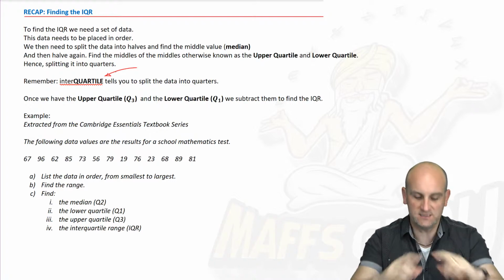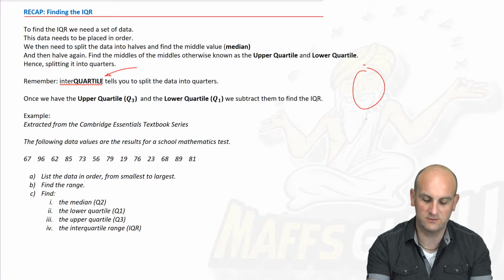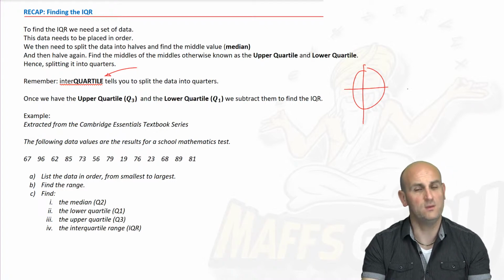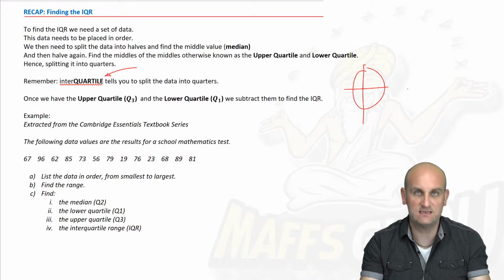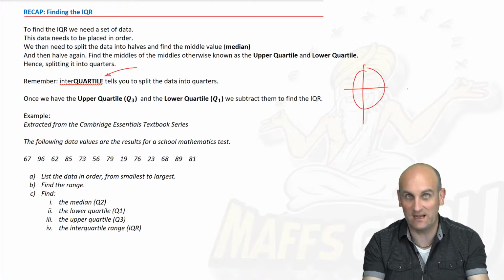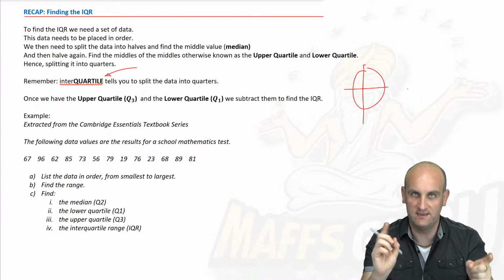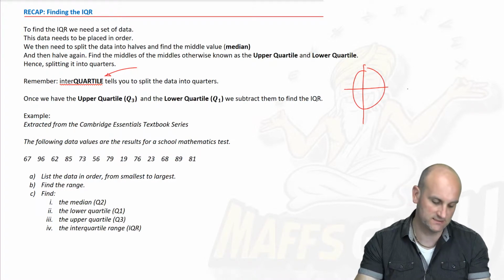Quarter. So if you imagine a cake, how do we cut a cake into quarters? We halve it, and then we halve it again. And then the range is the difference. And then the inter is the middle. So that's exactly what it's saying. Find the quarters and find the difference between the middle 2 quarters.